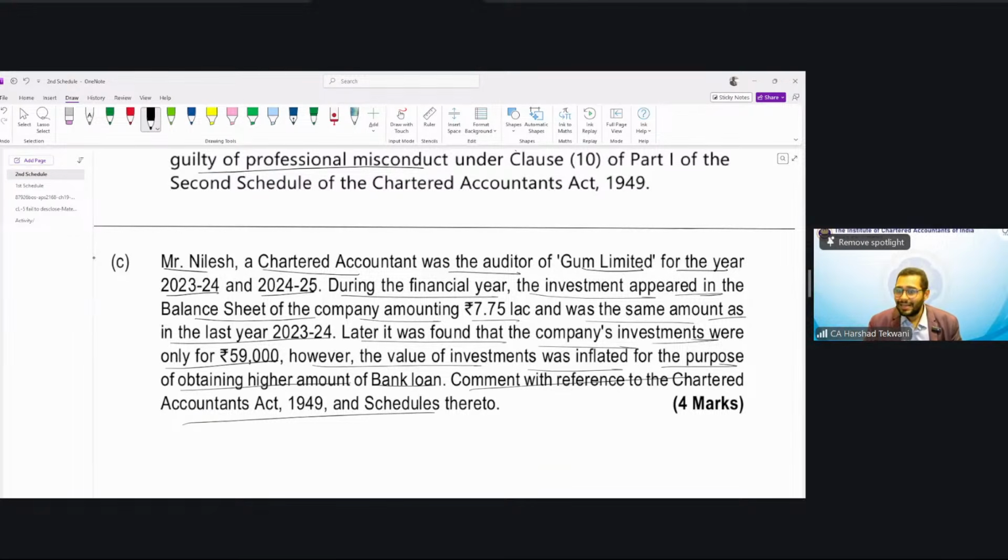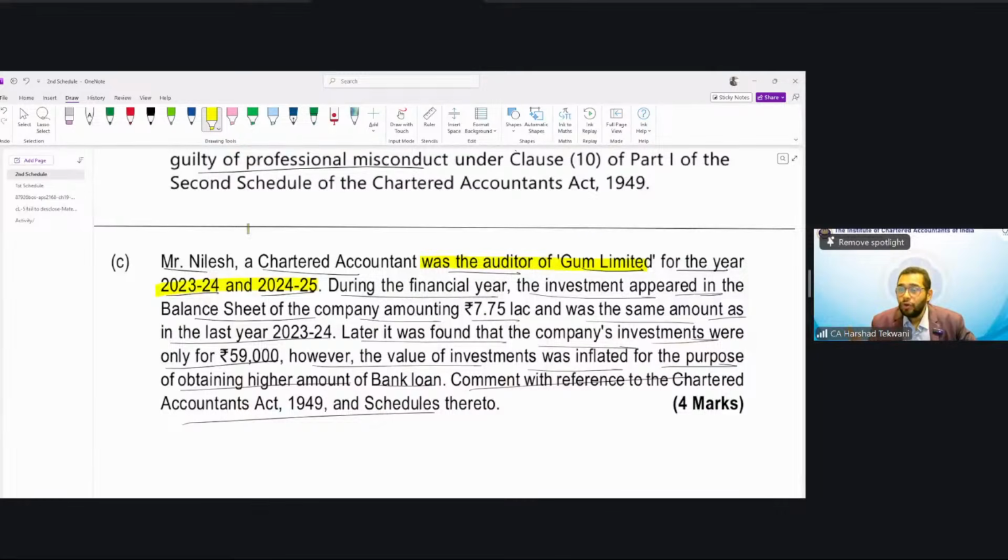Simple, the way we discussed a similar question just now, we discussed a bit before about this particular part, wherein investment was there. It was shown at a different amount. But here there is another piece of information given in the question, that he was the auditor of the company for 2 years.